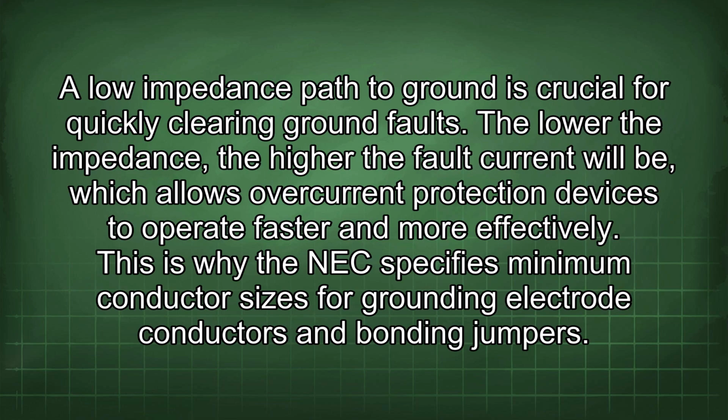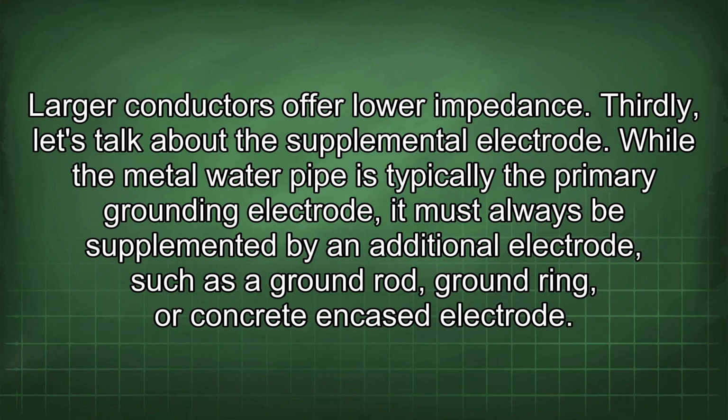Secondly, consider the importance of low impedance. A low impedance path to ground is crucial for quickly clearing ground faults. The lower the impedance, the higher the fault current will be, which allows overcurrent protection devices to operate faster and more effectively. This is why the NEC specifies minimum conductor sizes for grounding electrode conductors and bonding jumpers. Larger conductors offer lower impedance.